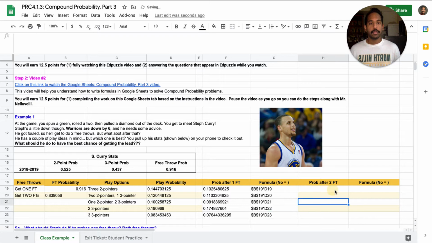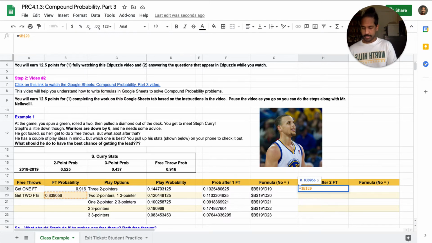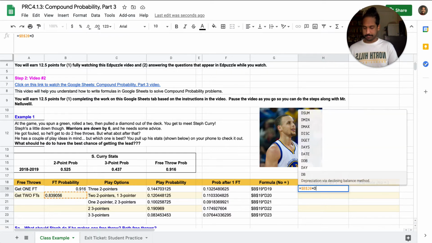All right. We know that the next thing is going to be pretty similar, right? It's going to, now, probability after two free throws. Instead of getting B19, which cell do we want? We want the one that has two free throws, which is B20. So this is going to be equals, and I'm going to put the dollar sign, I don't want to forget, B, dollar sign 20, times the same cell with the probability, D19.